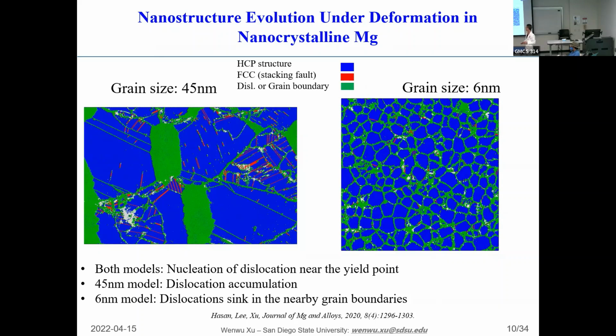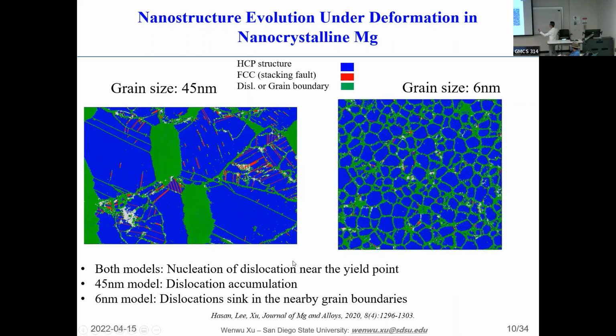Okay, thank you. And this is for the 45 nanometer average grain size model. The next video I would like to play is for a much smaller grain size model, approximately 6 nanometer. Once I play the video, I would like us to focus on the similar features and see what is the difference between these two grain size cases.